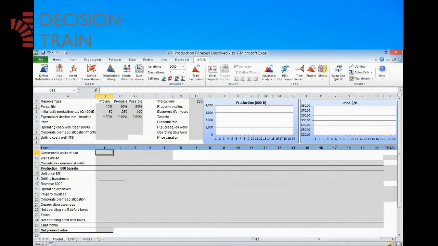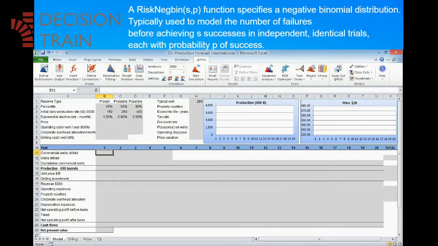There is a specific distribution function that exactly answers that question, the negative binomial distribution, or RiskNegBin in @RISK. A RiskNegBin(S, P) function specifies a negative binomial distribution with parameters S and P. This distribution is typically used to model the number of failures before achieving S successes in independent, identical trials, each with probability P of success.